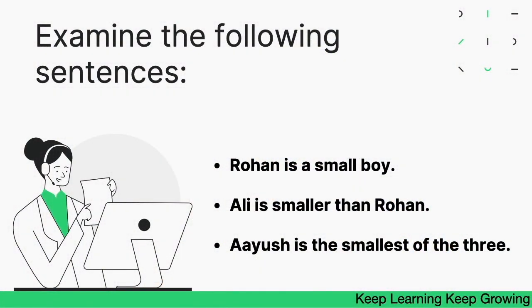Now let us move to the first slide of this topic. See, something is written. Examine the following sentences. 3 sentences are given. We are supposed to compare them. First one, Rohan is a small boy. Second sentence, Ali is smaller than Rohan. And the third one, Ayush is the smallest of the 3.